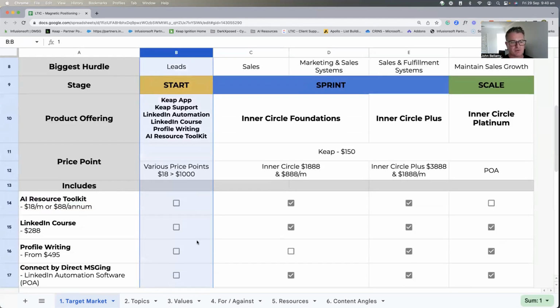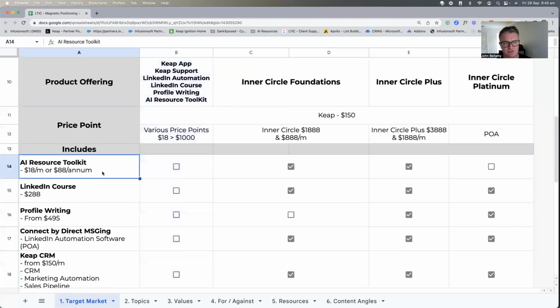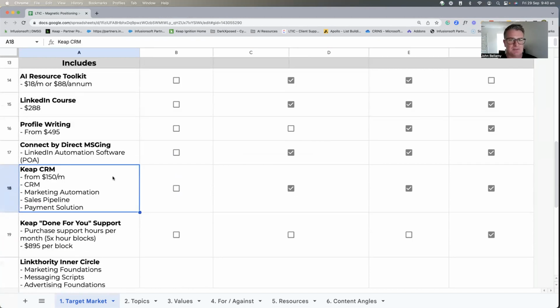So if I run through, like I mentioned before, the AI resource toolkit, people can buy that now for either $18 a month or get a massive discount if they buy it annually and pay $88 a year. Our LinkedIn course, they can get that foundational course from around about $288. Profile writing, they can get that from $495. LinkedIn automation, we don't publish that, but people can have a conversation with us and we can help them sell it. And like I mentioned, Keap from $150 a month, and then Keap additional hours if you just want some servicing from $8.95 for a 5-hour block.